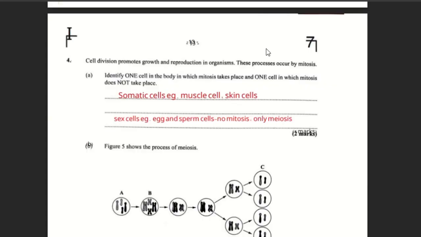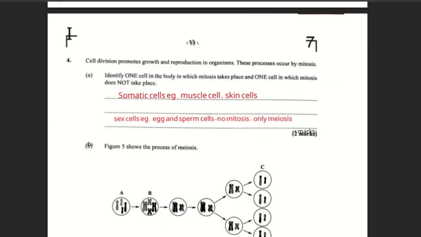And then the type of cells that you would never ever see mitosis happening in are our sex cells, right? So like our egg cells and our sperm cells, absolutely no mitosis can take place. They only undergo meiosis, as meiosis is the designated cell division to divide those sex cells, and not mitosis.